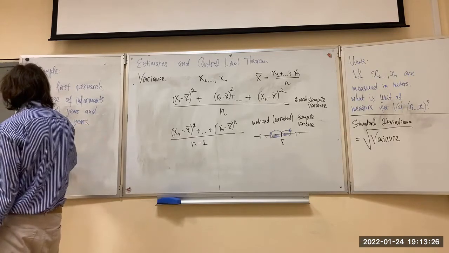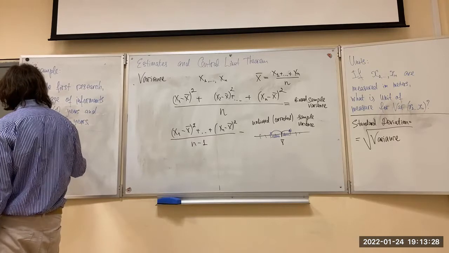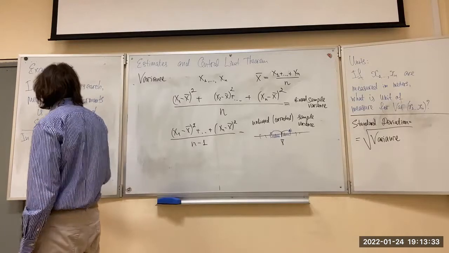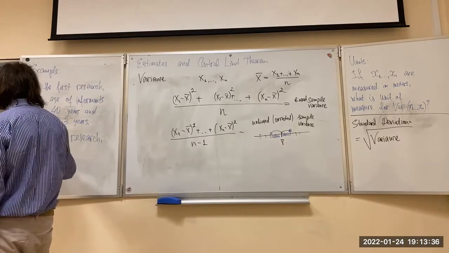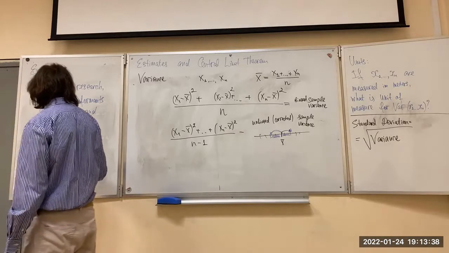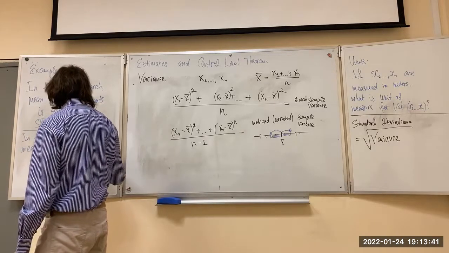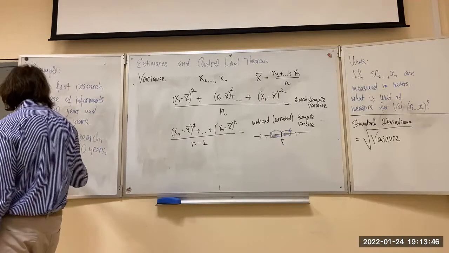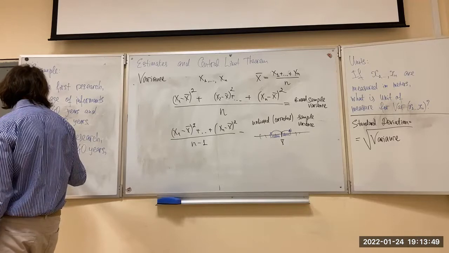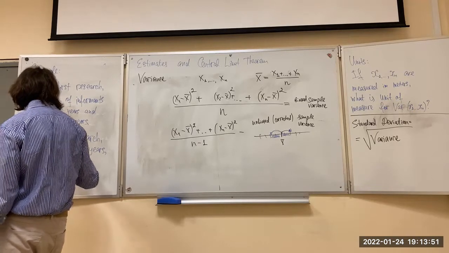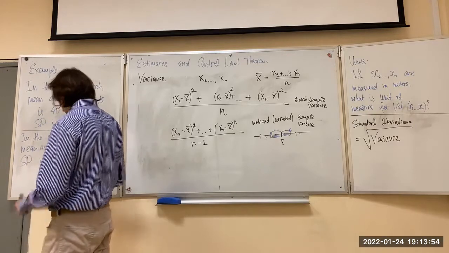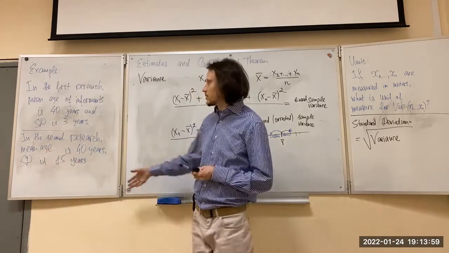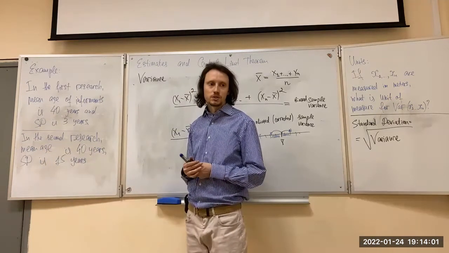And in the second research, the mean age is again 40 years, but the standard deviation is 15 years. What can you say about differences between these two researches?